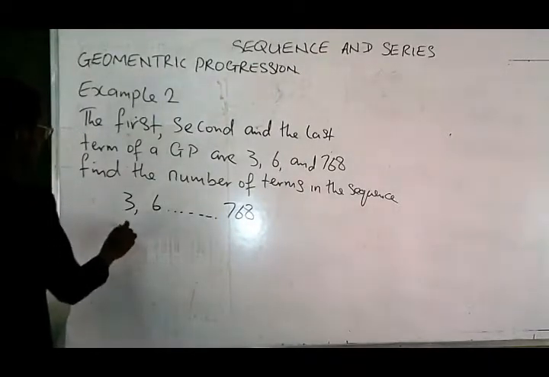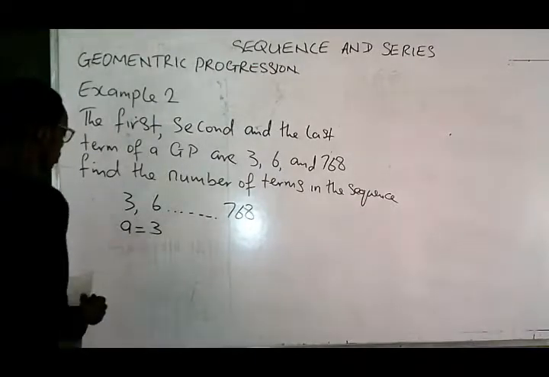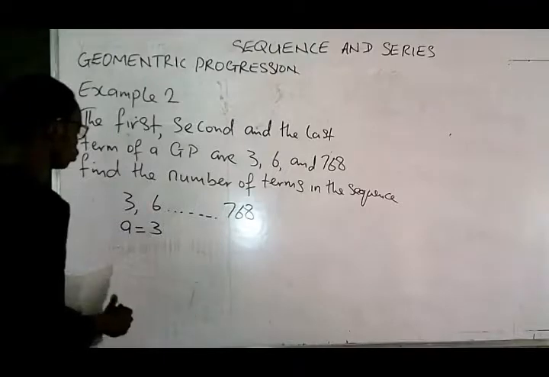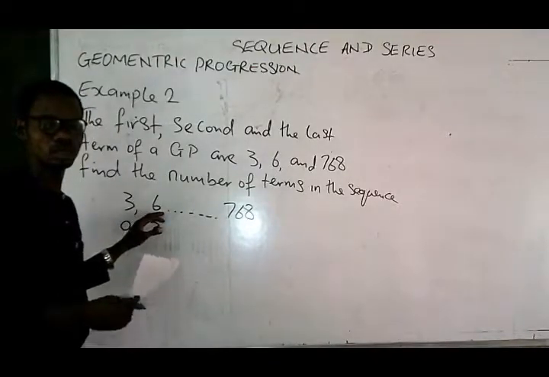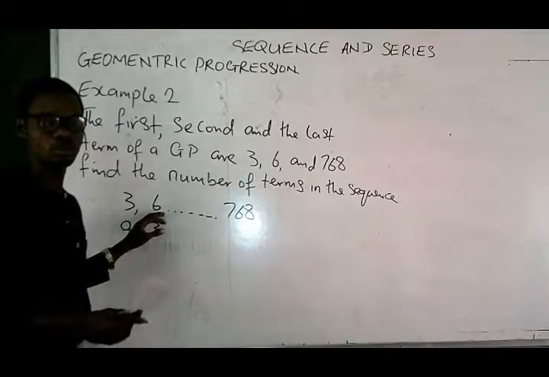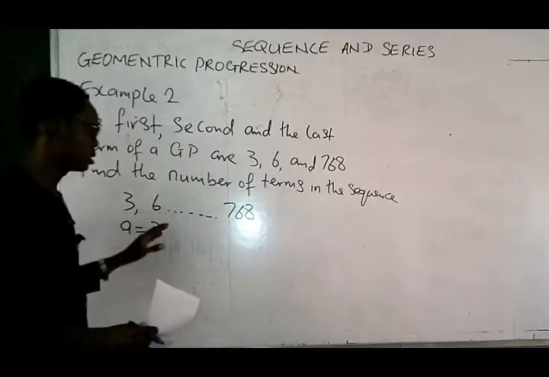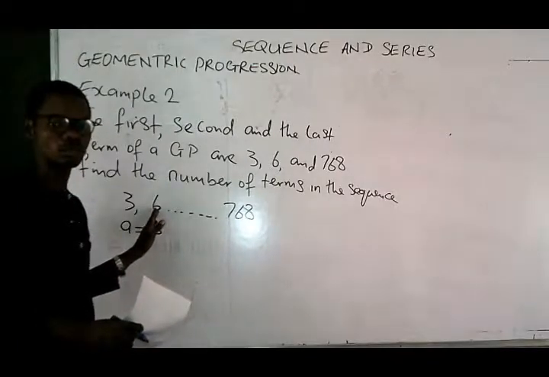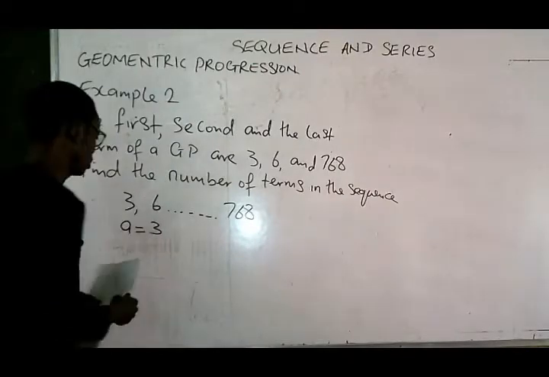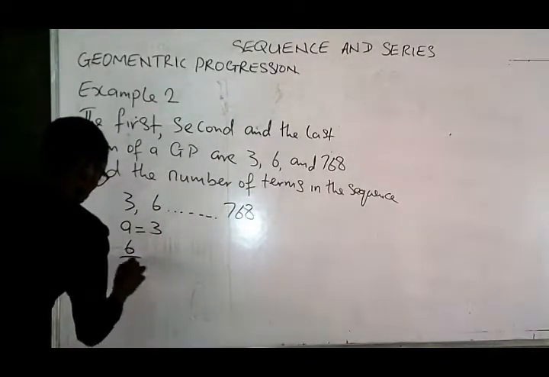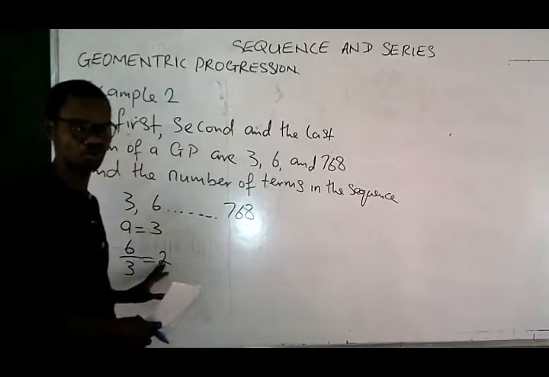To look for the number of terms, the first term A is 3. The second term is 6. If we know the first term and the second term, we can determine the common ratio. To get the common ratio, you simply take the second term and divide it by the previous term, which is the first term. 6 divided by 3 is equal to 2. So, the common ratio is 2.